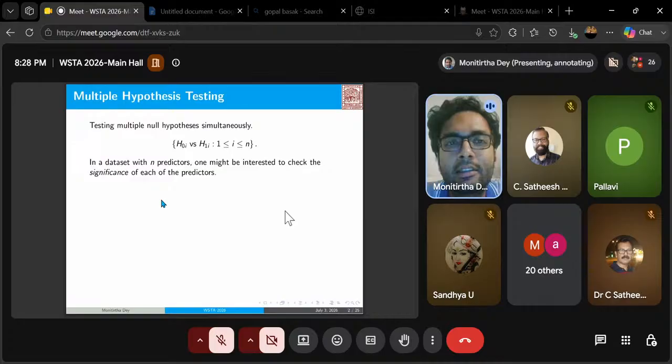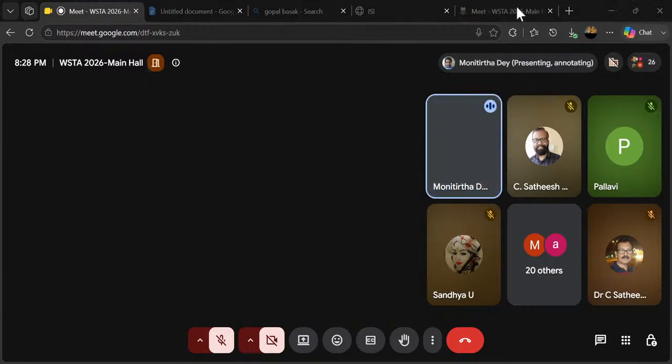Multiple hypothesis testing refers to testing multiple null hypotheses simultaneously. So we have n null hypotheses, H01 till H0n, and corresponding to each one of them, we have one alternative. The ith null hypothesis is H0i, and the ith alternative hypothesis is H1i. In a dataset with n predictors, we might be interested to check the significance of each of the predictors. So the ith null hypothesis would be that the ith predictor variable is insignificant, beta i is 0, and the ith alternative is beta i non-zero.